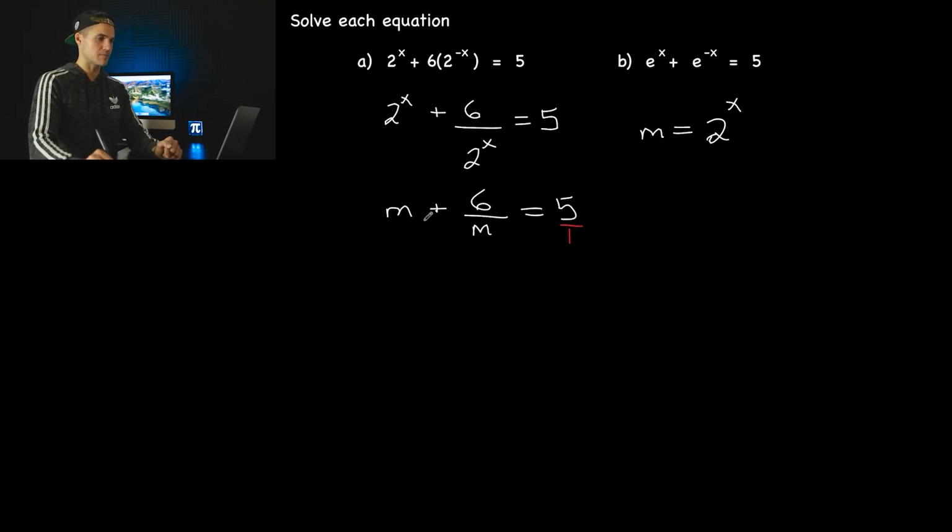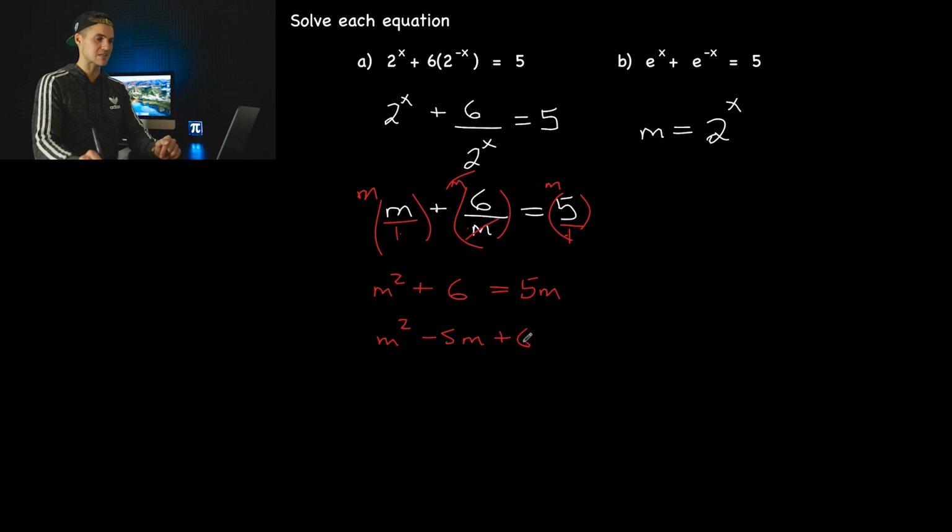Now, personally, I like to get rid of denominators if I can. So I'm going to multiply everything by the lowest common denominator. The lowest common denominator between 1, m, and 1 is m. So I'm going to multiply this by m, this by m, and that by m, right? So I'll have m squared plus, here the m's cancel out, 6 is equal to 5m. Bring the 5m over: m squared minus 5m plus 6 is equal to 0, like that.